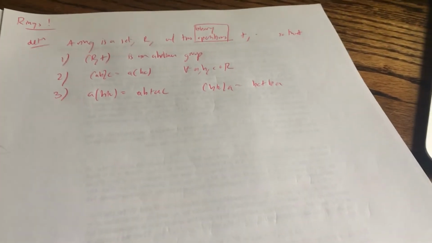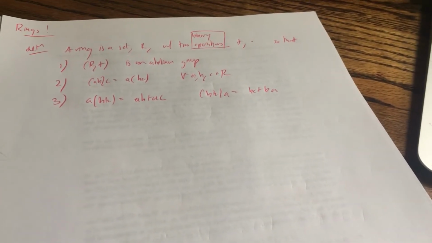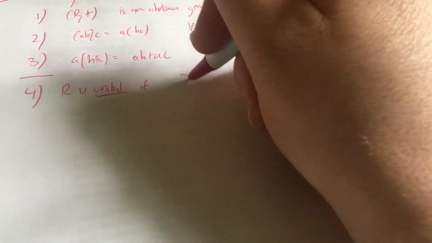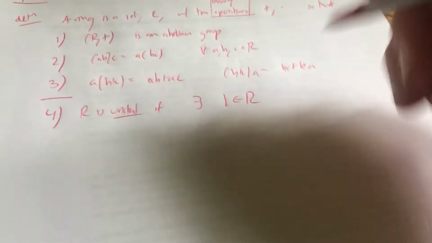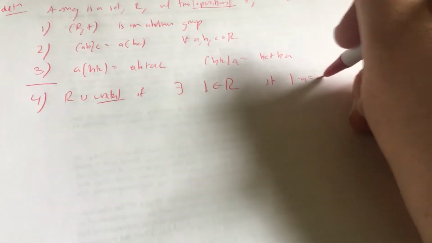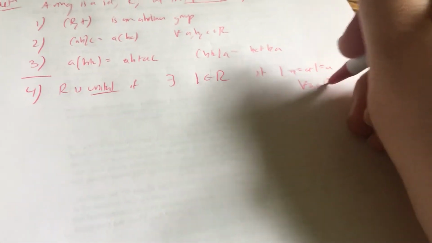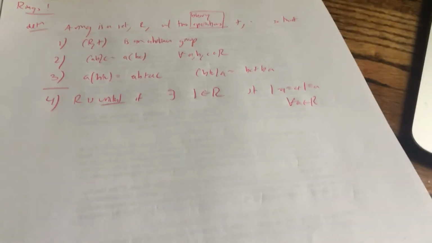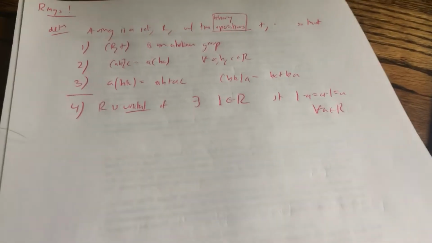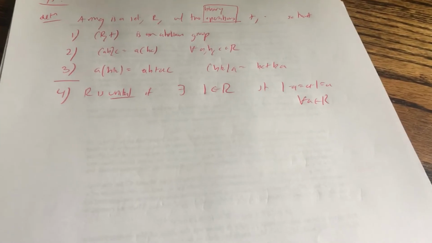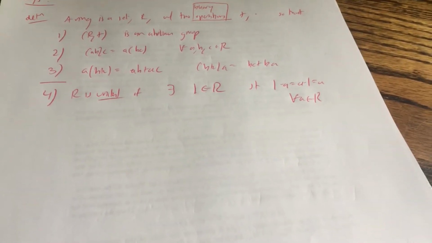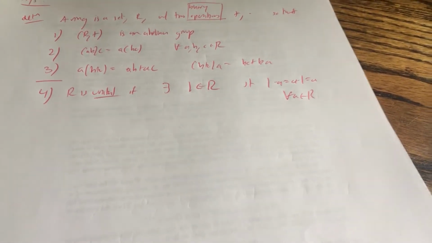So most of the time you demand more things. So I'll say R is unital if there exists an element 1 in R such that 1A is A, A1 is A for all A in R. Right? So of course you could live without that, but you don't want to typically. So typically we'll always demand that.